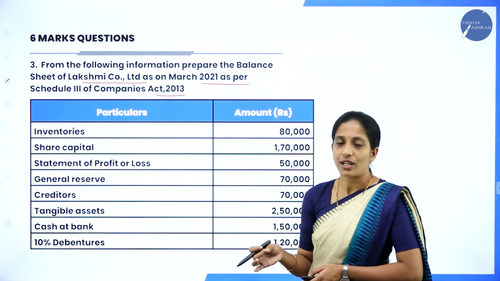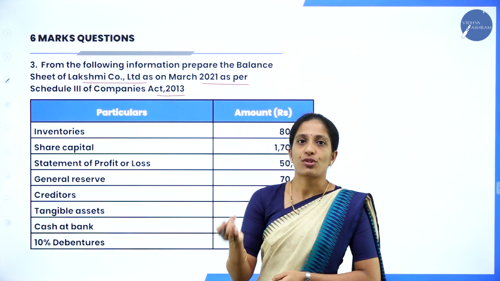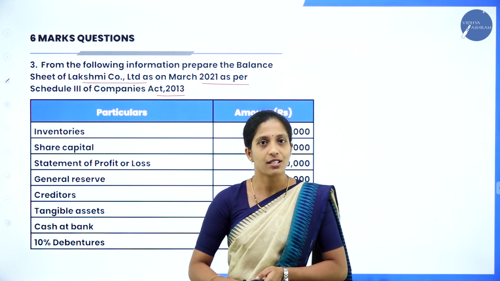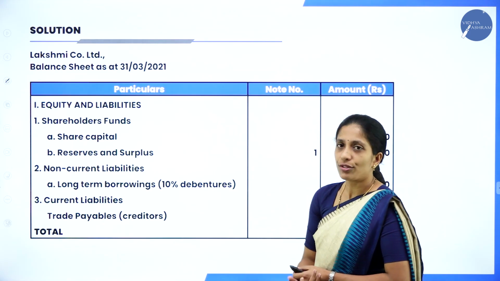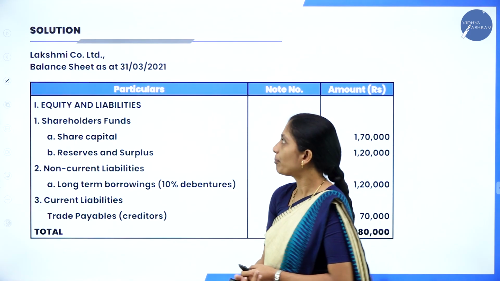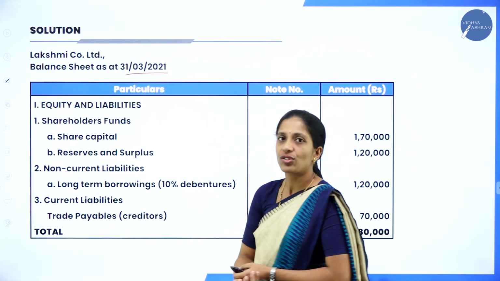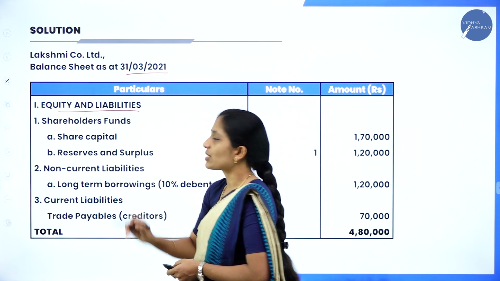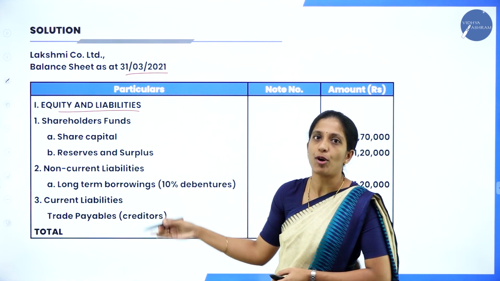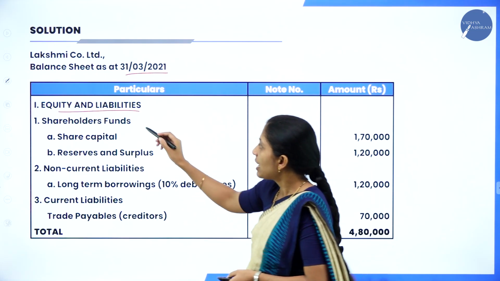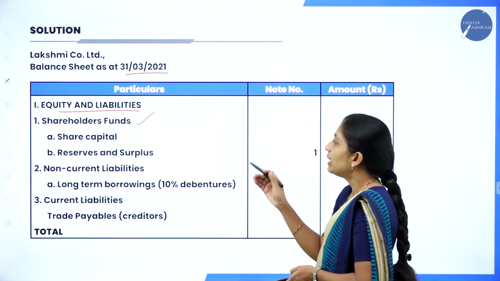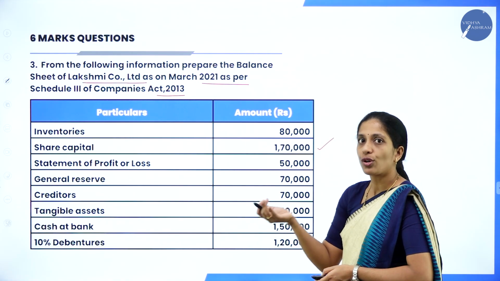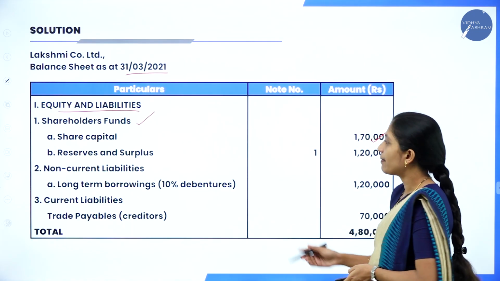Wherever necessary, we have to write the note for it. But as we solve the problem, we will go through the format. So wherever necessary, we will write a note for it and we will solve the problem. Okay. So coming to the solution, we'll write the heading Lakshmi Company Limited, balance sheet as at 31st March 2021. So how do you write? Equity and liabilities. The first one is equity and liabilities. It should be in the same order. Under that, shareholders fund. Under shareholders fund, they have clearly given share capital. So only one, you'll write it directly, 1,70,000.